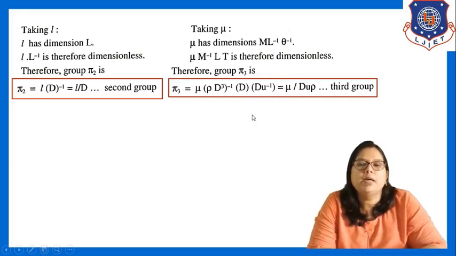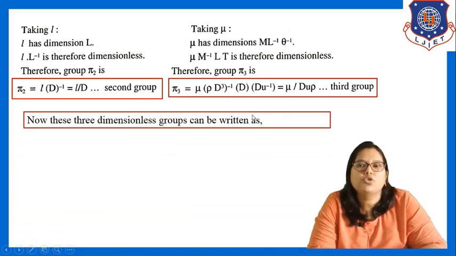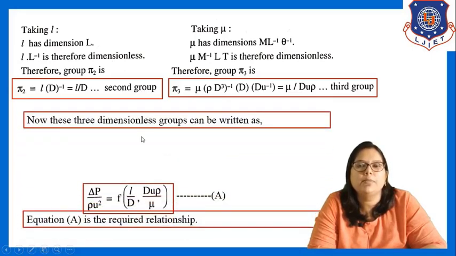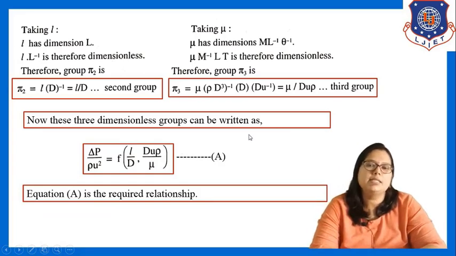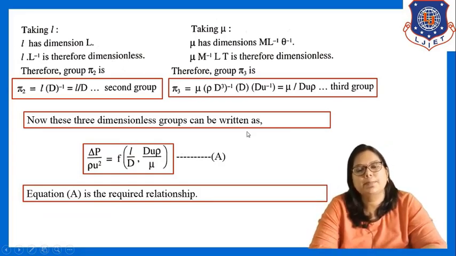So these are my three dimensionless groups. Now these three dimensionless groups can be written as delta P by rho U square is a function of L by D and D U rho by mu. This is my equation number A and this is the required relation.